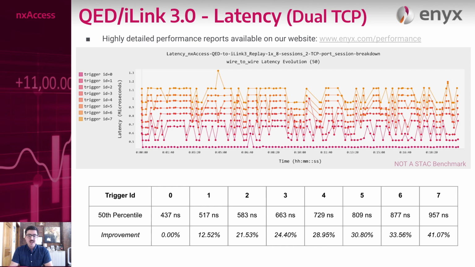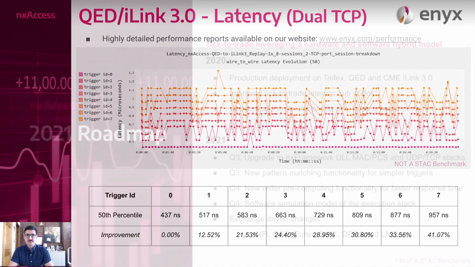All of this is highly detailed on our website, so you can go to enix.com/performance. We really take pride in being as transparent as we can about how we test and the performance that we get. On that website, you will be able to see everything from the minimum and maximum latency, as well as the capture that we use for those tests, and more detail about the hardware that we use for measures.